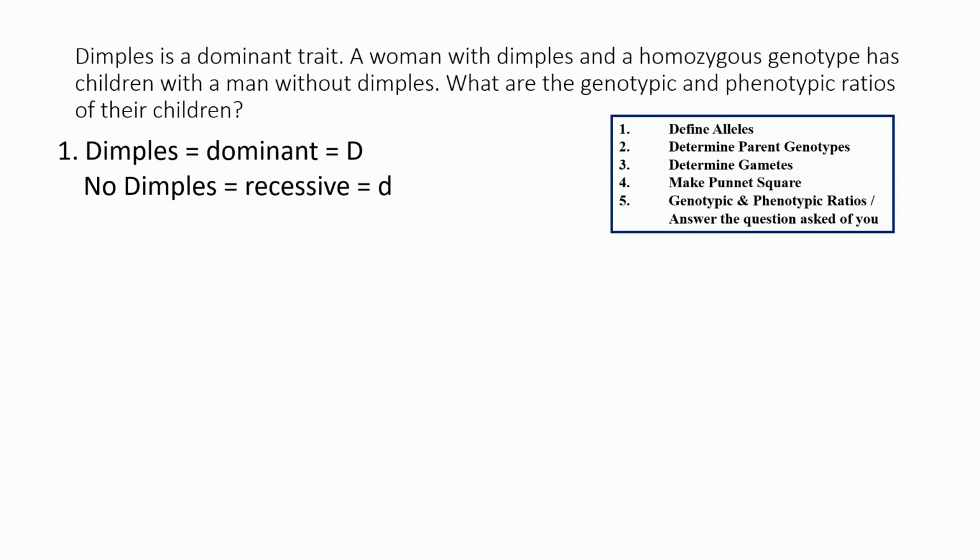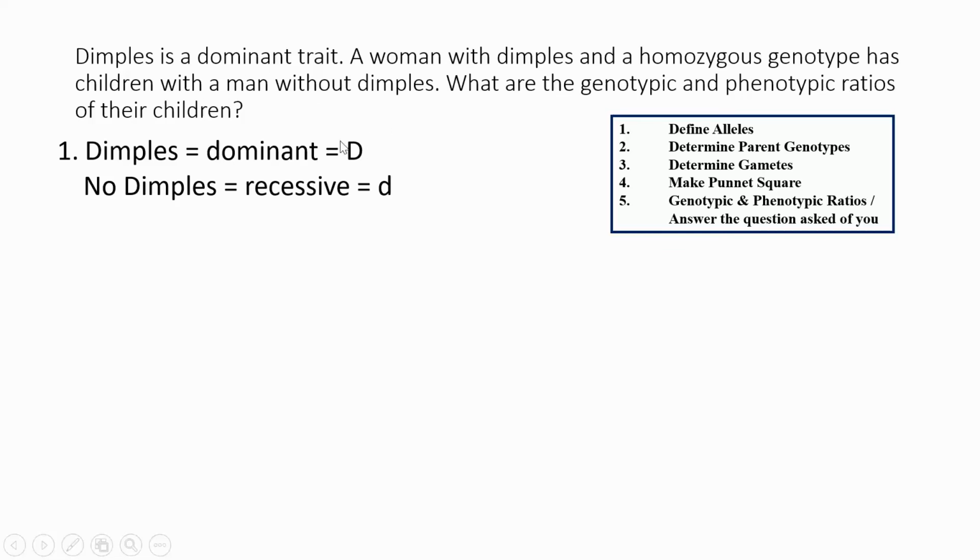So dimples is a dominant trait, and a woman with dimples. So someone with dimples, we know that's dominant, but the dominant phenotype is going to show whether or not you have two capital Ds, two dominant alleles, or a capital D and a lowercase d, heterozygous. But here it says a woman with dimples and a homozygous phenotype has children. So that means homozygous and dominant. That means they have to be two capital Ds.